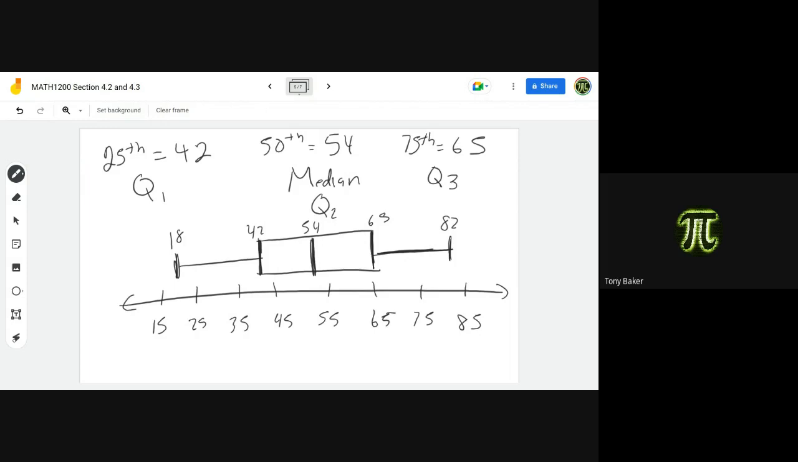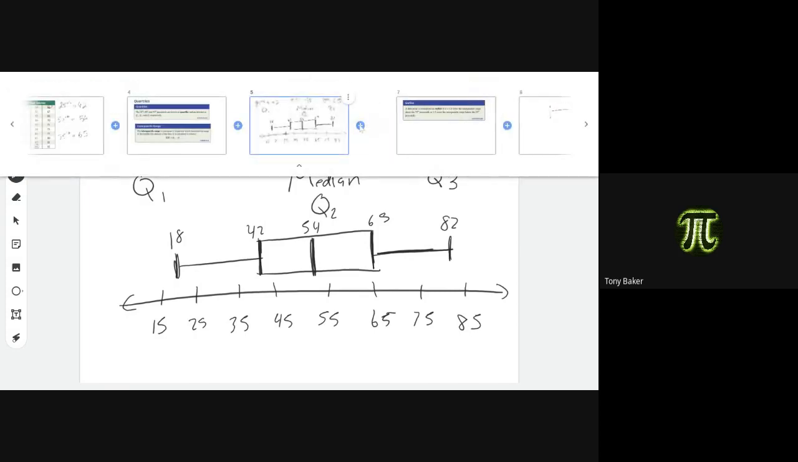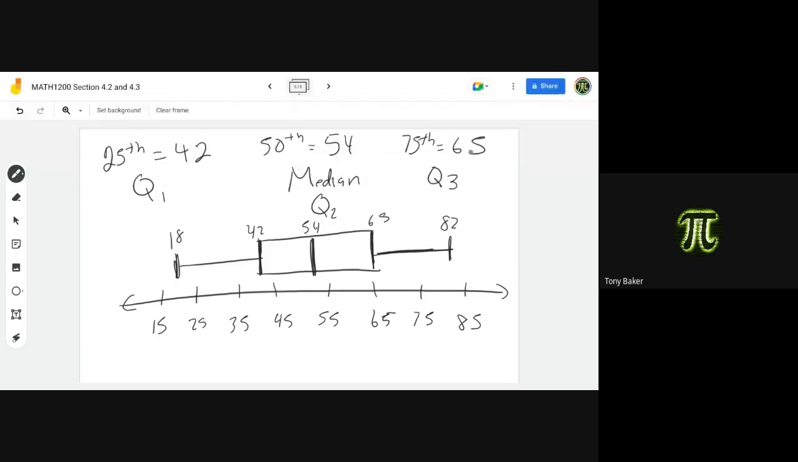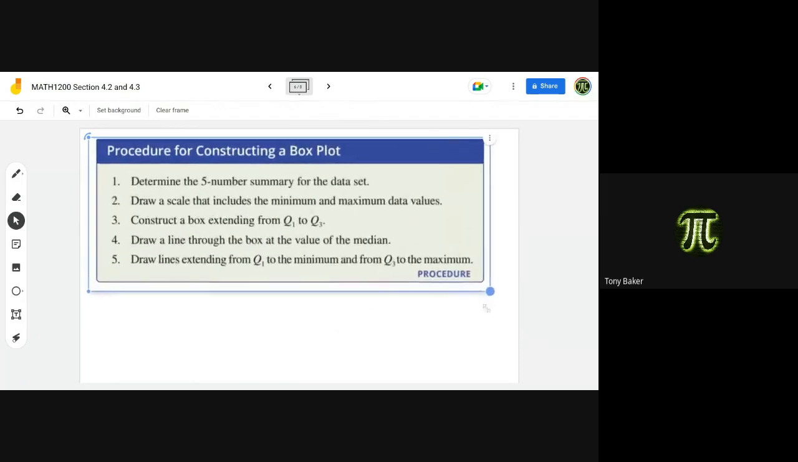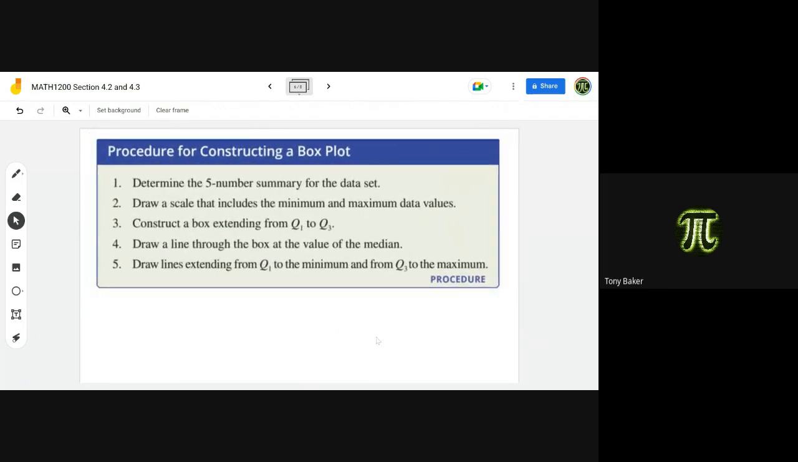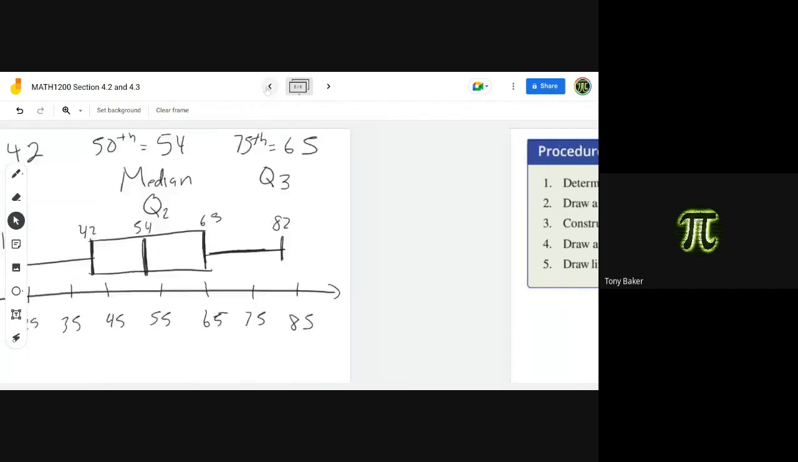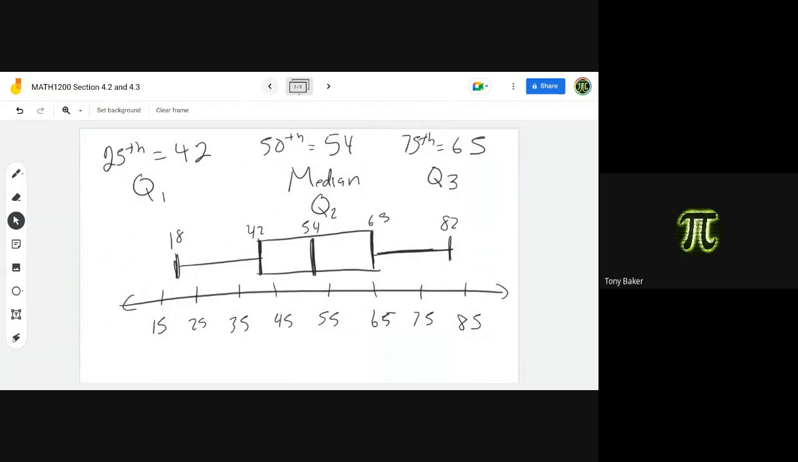Yes, I am recording this. If you see the little red dot at the very top of the screen, I'm recording. People are still writing, so I'm going to give them a second to finish writing this one down. Then I'm going to put the procedure up so that you can copy it down.